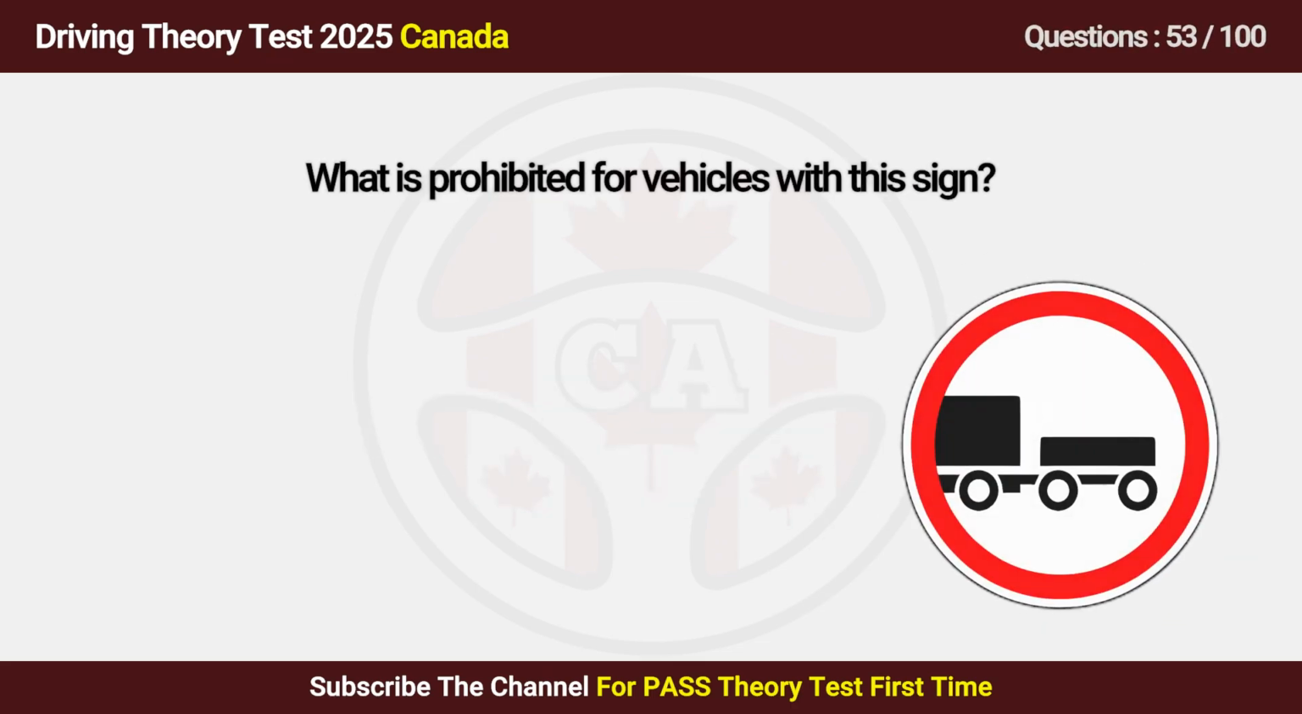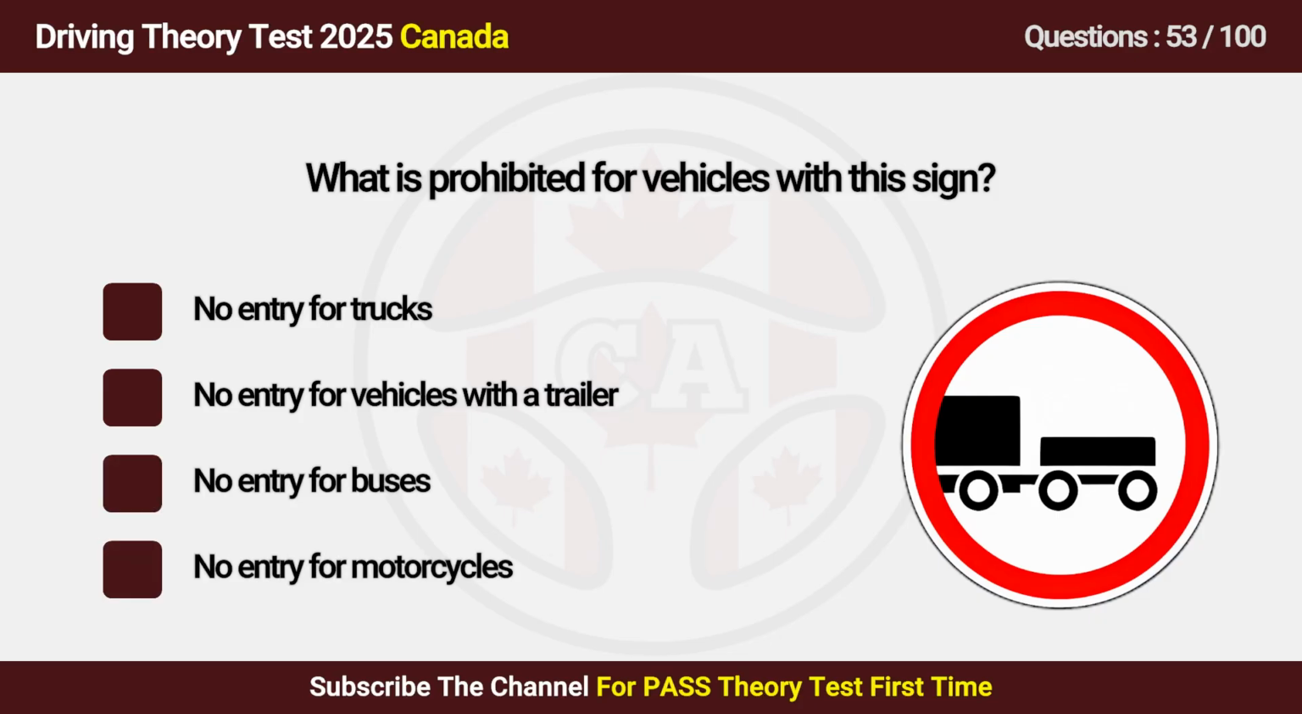Question 53. What is prohibited for vehicles with this sign? A. No entry for trucks. B. No entry for vehicles with a trailer. C. No entry for buses. D. No entry for motorcycles.